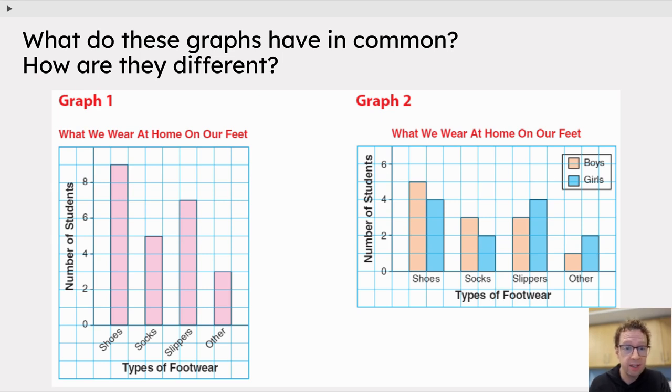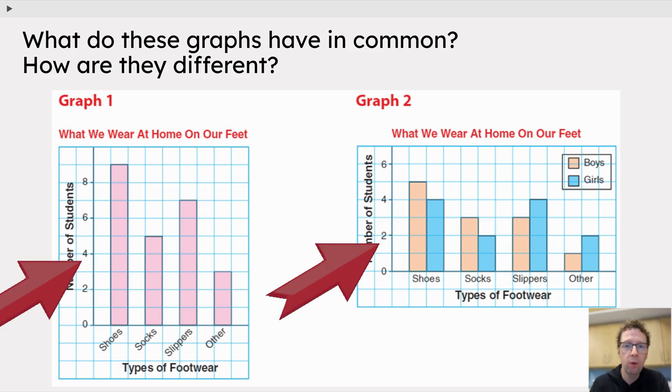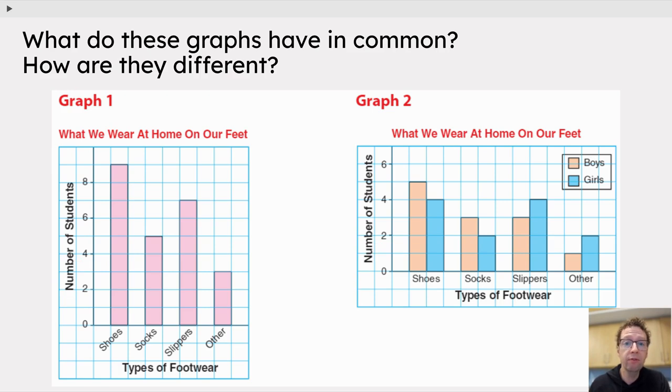They have the same scale. They both are skip counting by 2. They're both displaying their data in different bars, but they look very different. So again, I ask you, do you have a preference on which graph helps you understand the information better?